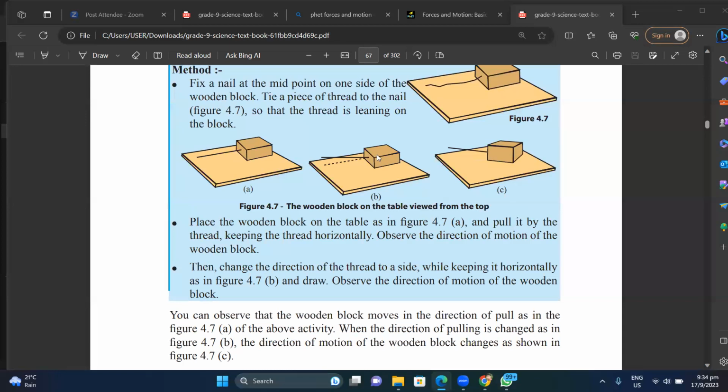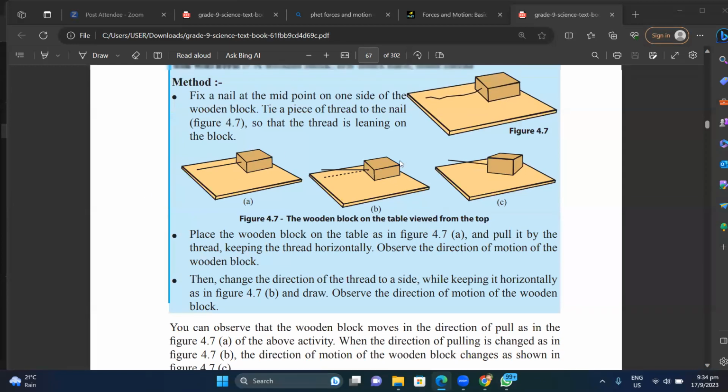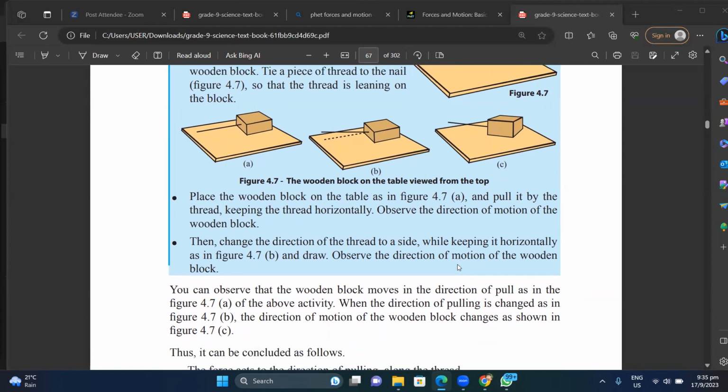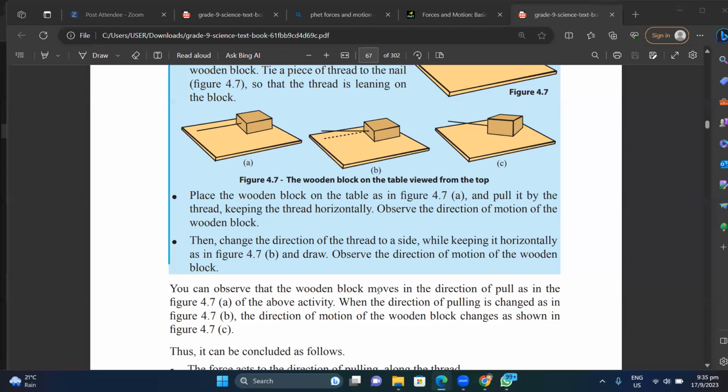While keeping it horizontal as in figure 4.7, make a small angle. Then it turns. You can observe that the wooden block moves in the direction of the pull in 4.7. When the direction of pulling is changed in 4.7, the direction of the wooden block's motion is also changing.